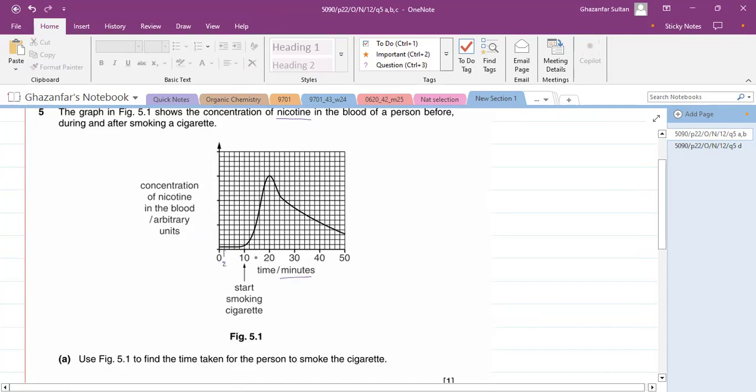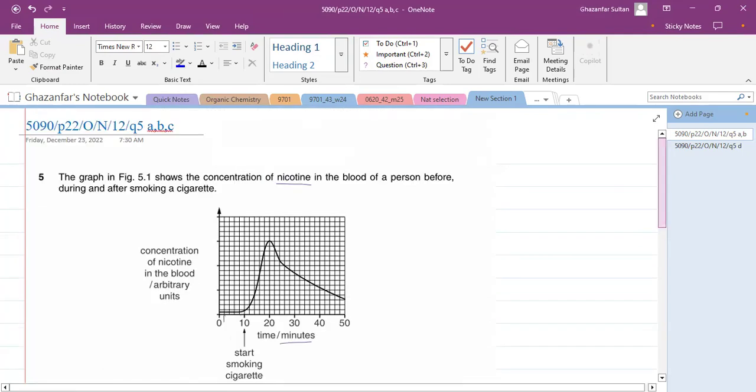So if you observe, here the person starts smoking the cigarette. So if it starts here, this is about 10 or 11 minutes. No, exactly 10, sorry. So again, read this. The graph in figure 5.1 shows the concentration of nicotine in the blood of a person before, during, and after smoking of the cigarette.